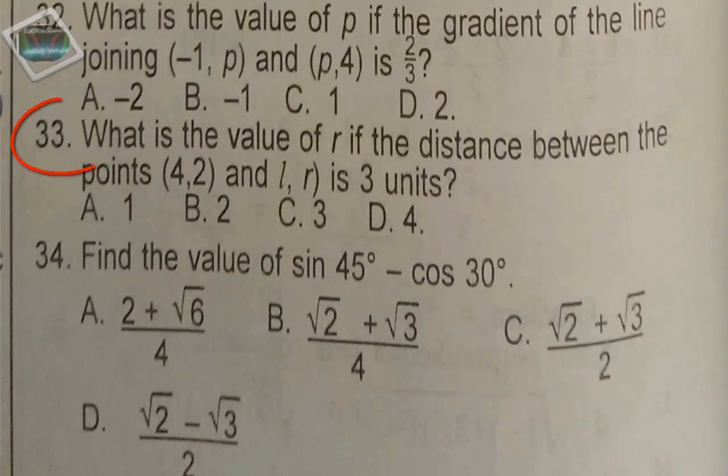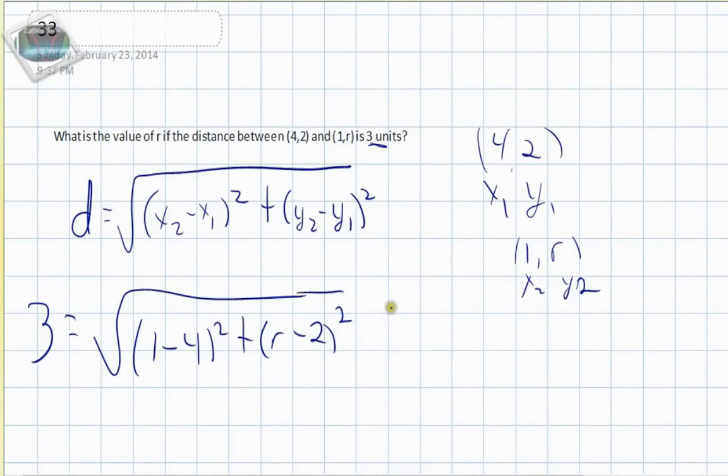Okay, so here is question 33. It says, what is the value of r if the distance between (4, 2) and (1, r) is 3 units? So I've already outlined some things for you. First, I wrote the distance formula. So the distance is equal to the square root of (x2 minus x1) squared plus (y2 minus y1) squared.